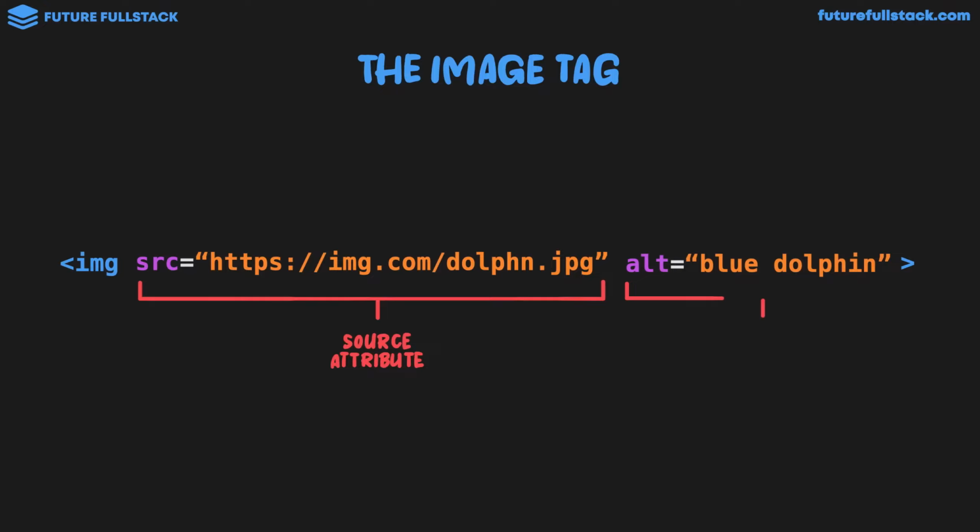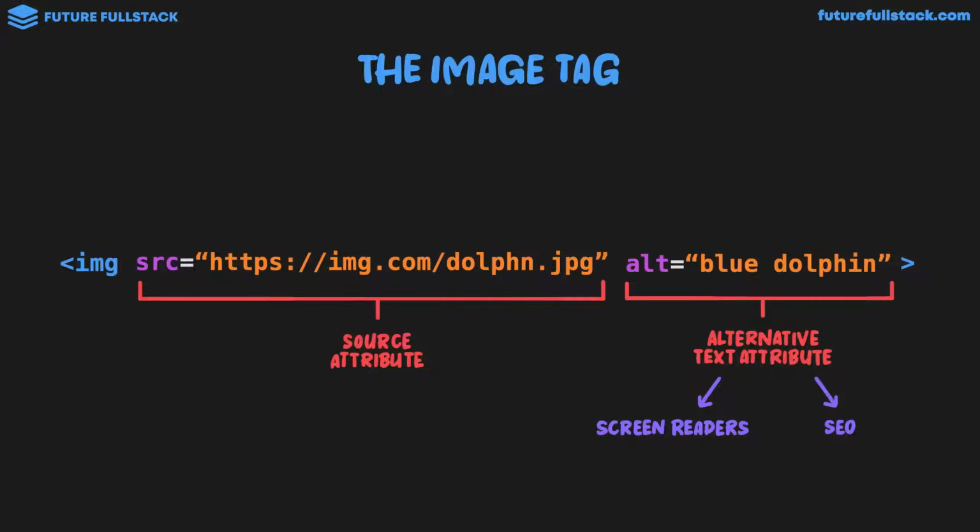The second attribute is the alternative text attribute. This is a text description of the image and is used by browsers for two main purposes. The first is for screen readers, which is assistive software that translates on-screen information into speech, enabling visually impaired users to interact with computers. The second is for SEO, search engine optimization. The alt text allows search engines like Google to properly index images. So when you go on Google Images and search for a blue dolphin, Google knows that this is an image of a blue dolphin because of the alt text I'm providing.